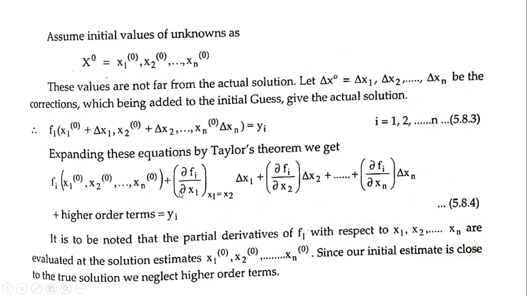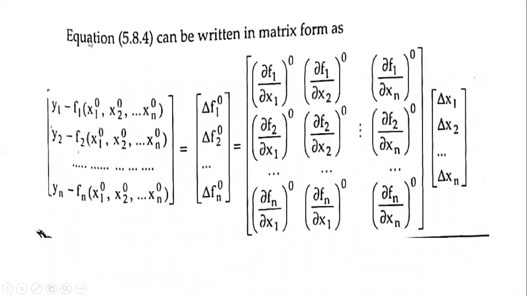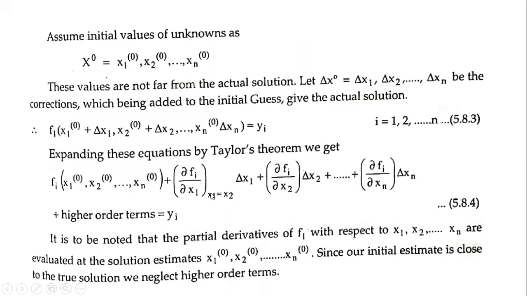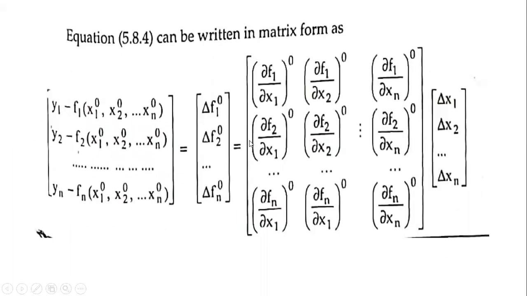After that, we partially differentiate fi with respect to x1. Next, this will be in the form of equations: y1 minus f1 of x1 of 0, x2 of 0, xn of 0; y2 minus f2 of x1 of 0, x2 of 0 and so on xn of 0; and so on; yn minus fn of x1 of 0, x2 of 0 and so on xn of 0. These are delta f1 of 0, delta f2 of 0 and so on delta fn of 0.